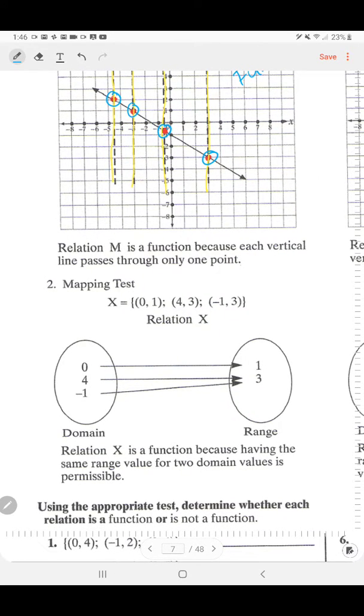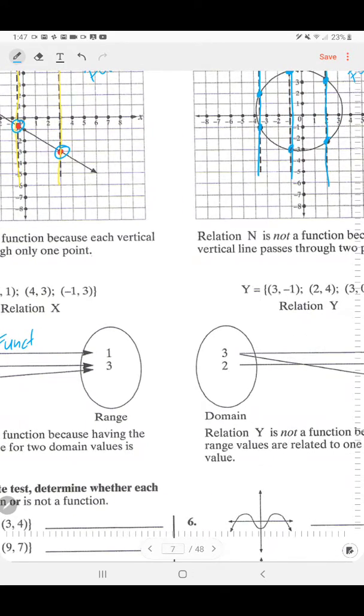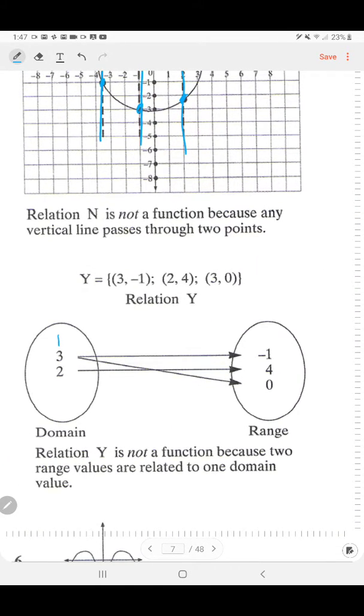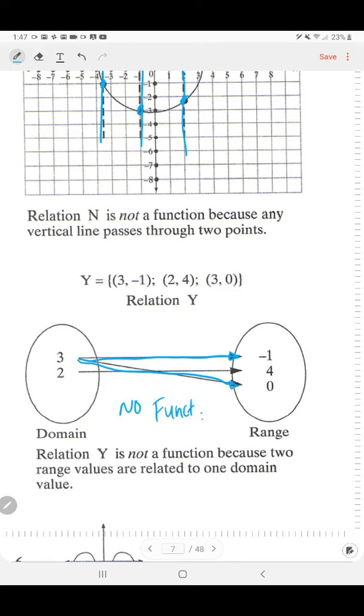Again, if you just look at the x's, are any repeating? 0, 4, -1. No repetition means yes, function. If we look at this, they want to trick you because you're not seeing 3 two times here, but 3 has 2 lines coming out from it. So no, not a function. You can also look up here: 3, 2, 3. The 3 is repeating. So no function.